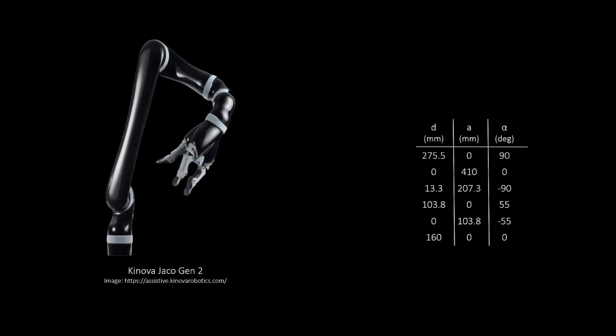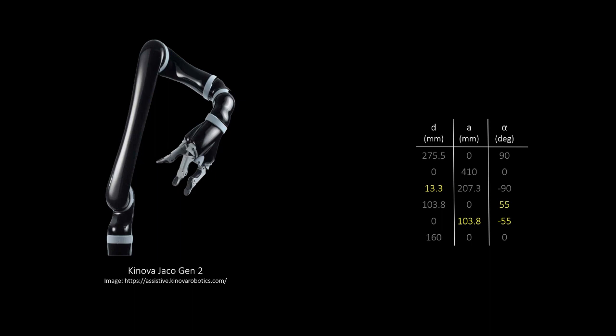This is the robot by Kinova Robotics named Jaco Gen 2 6 degrees of freedom robot. It is a non-spherical wrist. Notice the DH parameters on the right hand side, especially the value of D3, A5 as well as alpha 4 and alpha 5. Generally, the value of D3 is either 0 or equal to D2.